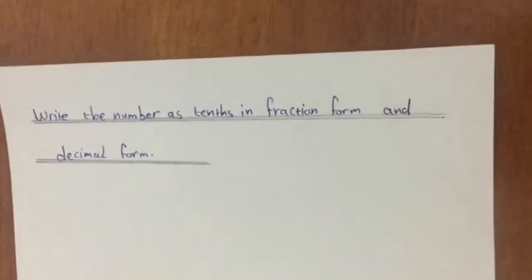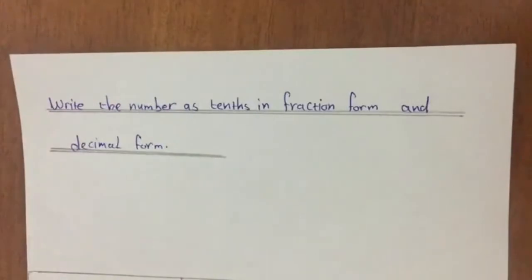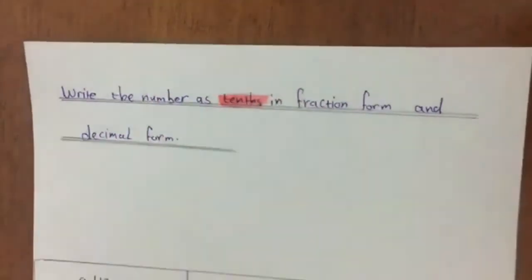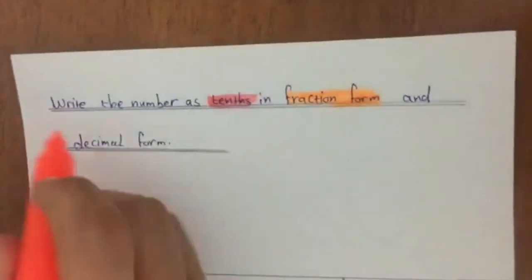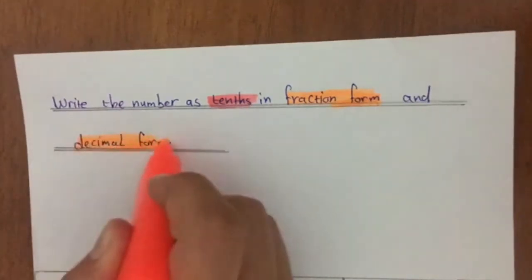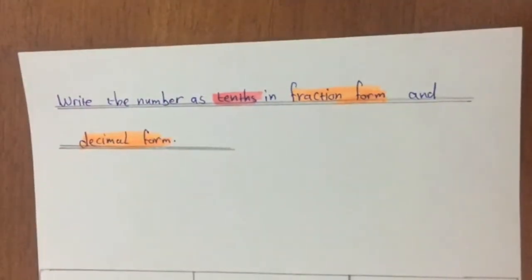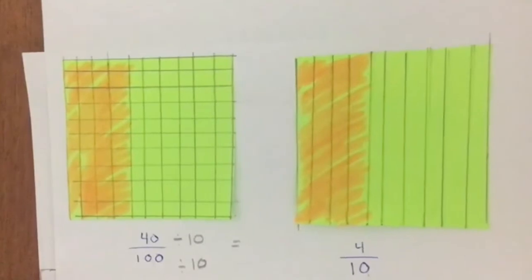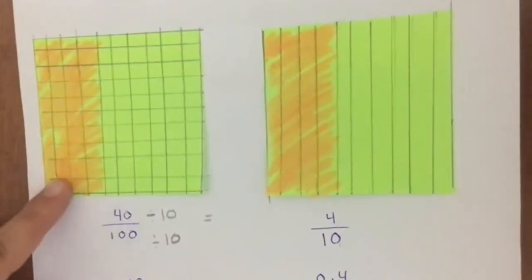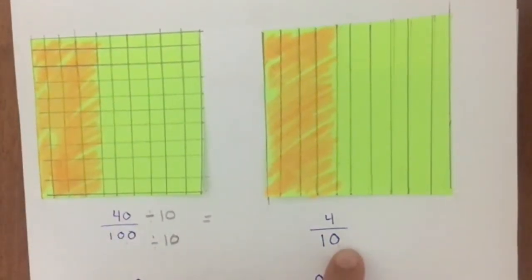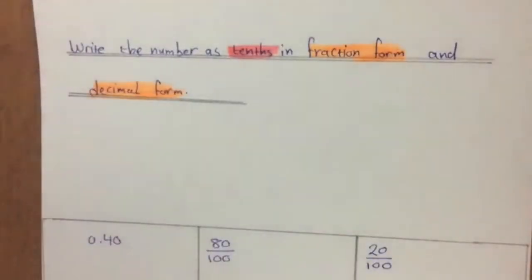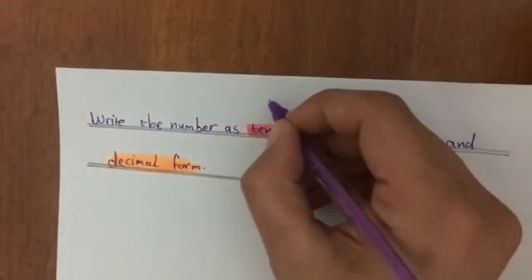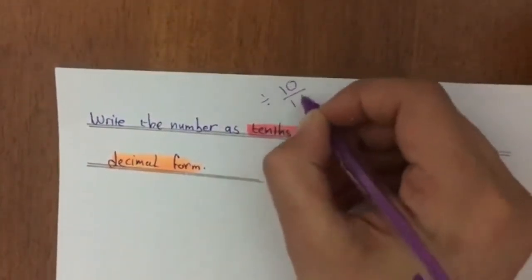Write the number as tenths, in fraction form and decimal form. Now, I just want to show you our graphs back, please. Now it's 40 out of 100. I need to write it as 4 out of 10. What do we do? We divide both numerator and denominator by 10.